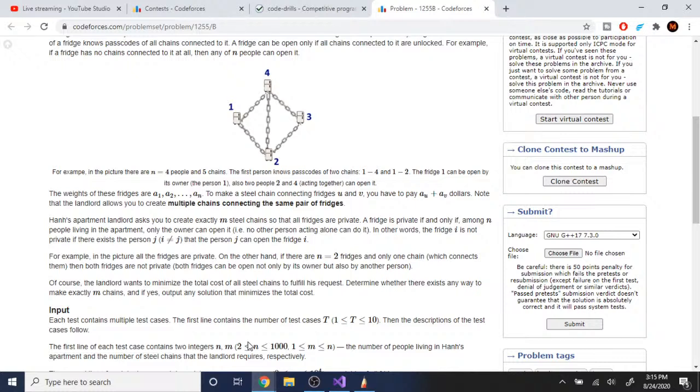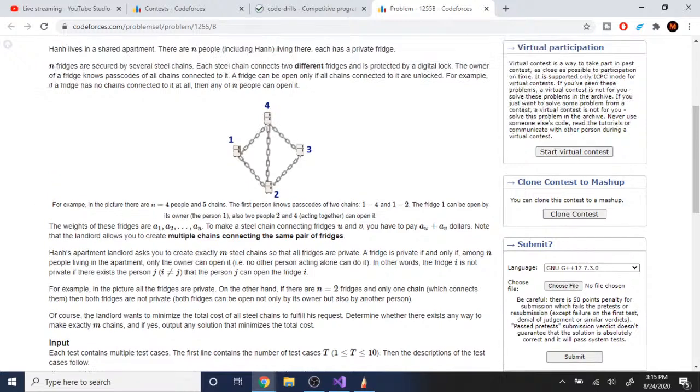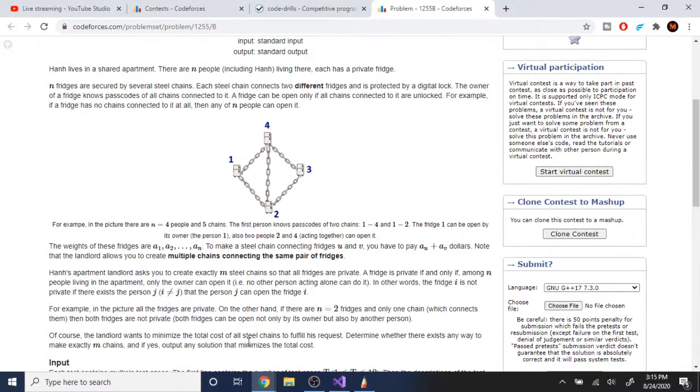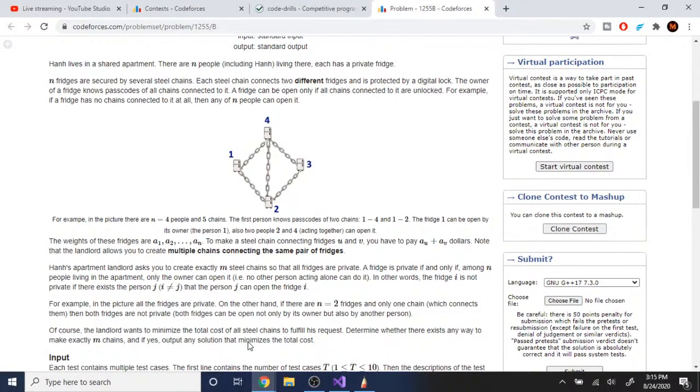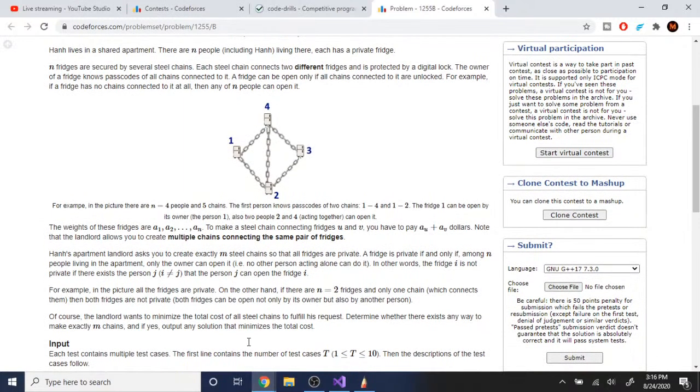So if it was fridge 1, does that mean only fridge 1 can open it? If I was in fridge 1, let's see. Fridge i is not private if there exists a person j such that person j can open fridge i. For example, in the picture, all the fridges are private. Why are all the fridges private? Only the owner can open it.